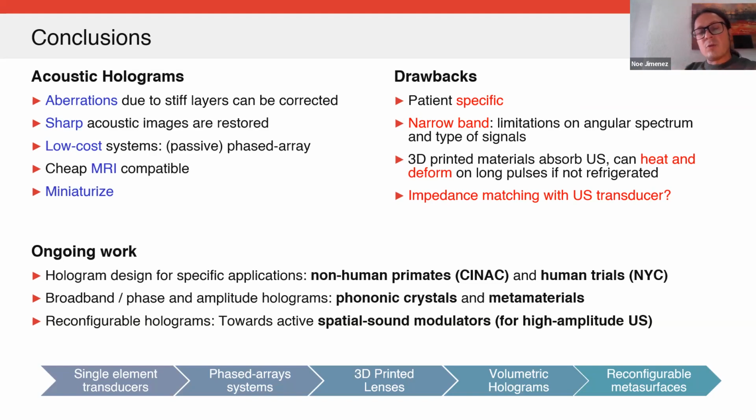metamaterials in order to control not only the phase, but also the amplitude, and encode in the same plate the phase and the amplitude. With the phase only, you can do a lot of things that I showed you, but we have better control. The best you can do is when you control the phase and the amplitude of the acoustic wavefront. And we are testing these designs using these plates in non-human primates in collaboration with CSIC. It's a hospital in Madrid, in Spain.